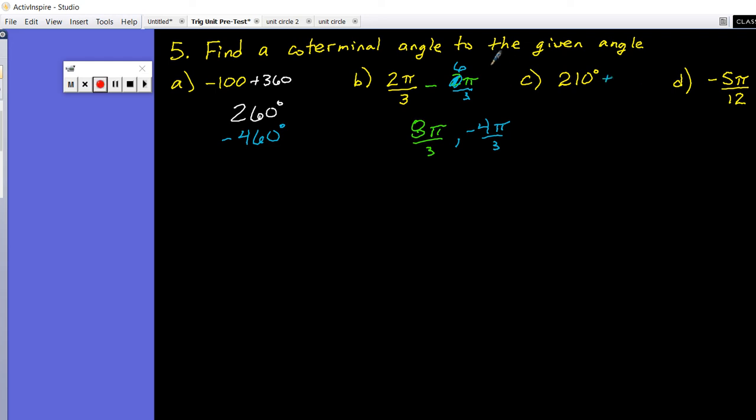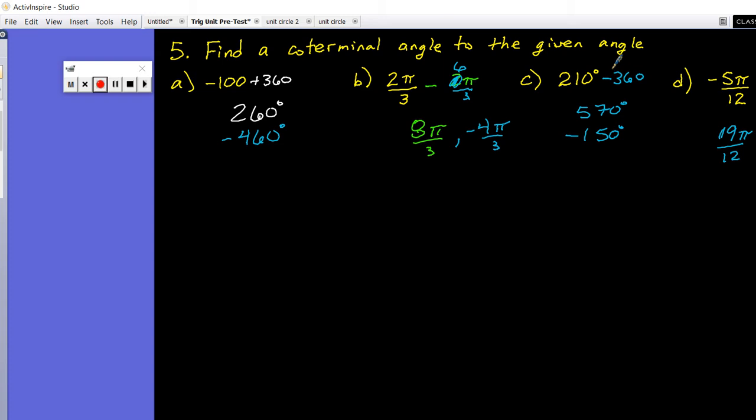210, if I add 360, that would be 570 degrees. And you could keep adding 360 or keep subtracting 360 as many times as you wanted. They would all be coterminal, because they would just keep going round and round and end up at the same place. I could also subtract 360 from this. So 210 minus 360 is negative 150. On the last one, again, I'm going to add 360, which is 2 pi. If I get common denominators, I multiply the bottom by 12, multiply the top by 12. 12 times 2 is 24. So 24 minus 5 is 19 pi twelfths.